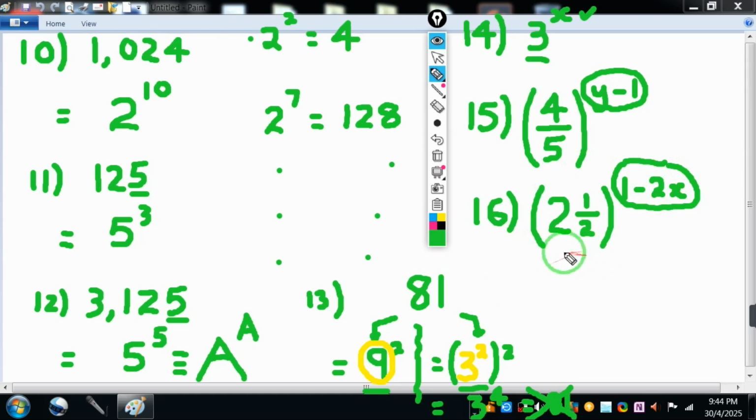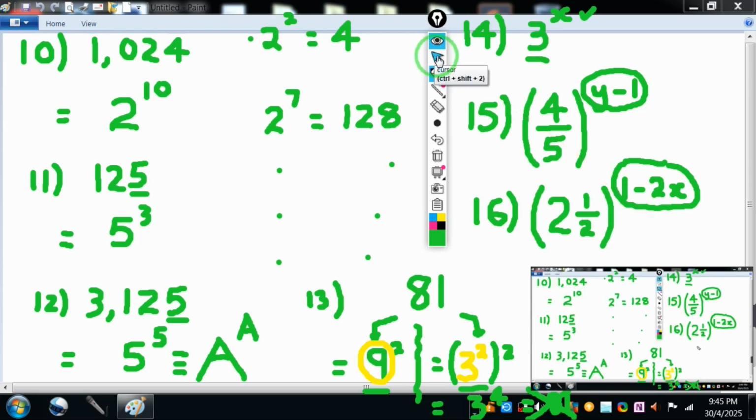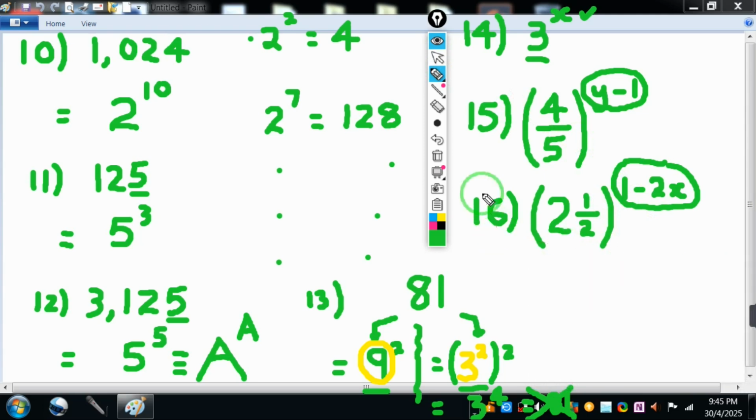Alright, this is the base. The base will be 2 and 2/5 or 12 over 5. 5 times 2, 10, plus 2 is 12. Very good. And now, print screen. Good. Save as .png, and very important, this is number 16, yeah? Take note.